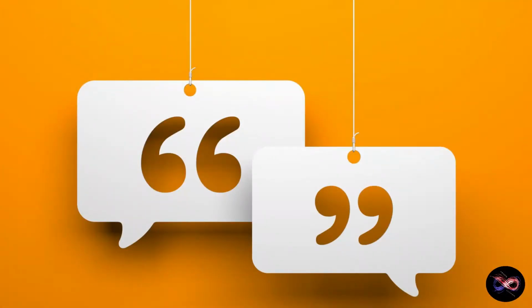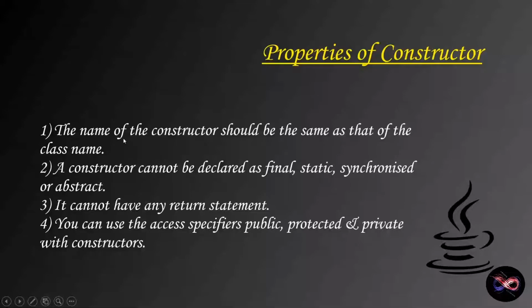So the definition of a constructor and the differences between a constructor and a method lead us to what we need to know about constructors. Next we are going to discuss the rules of using a constructor, or rather the properties of a constructor. The first property is that the name of the constructor should be the same as the class name. Suppose you keep your class name as Demo, so the constructor that you create in the class Demo should also have the same name, Demo. Then only it is considered a constructor and it will work.